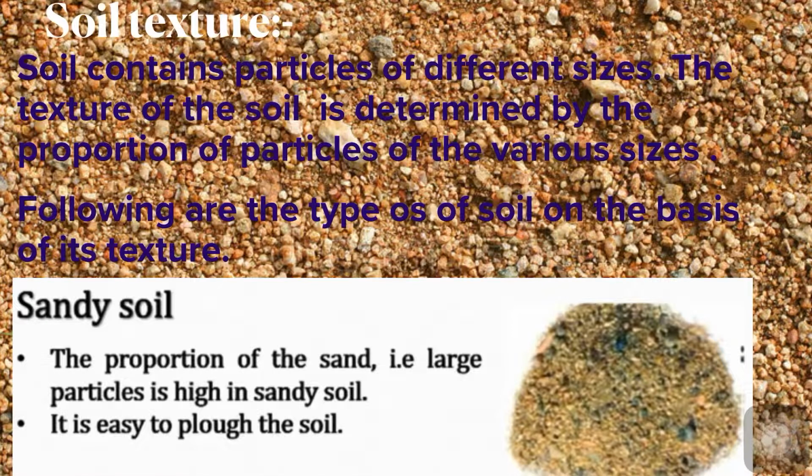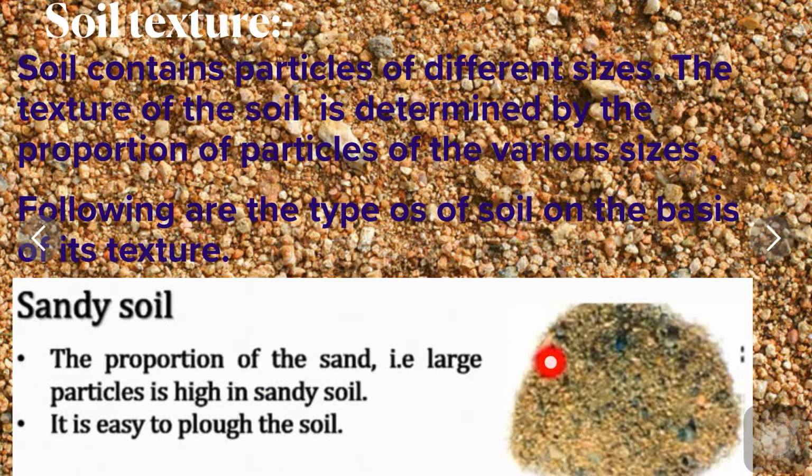Let us learn about soil texture. Soil contains particles of different sizes. The texture of the soil is determined by the proportion of particles of the various sizes in it. Following are the types of soil on the basis of its texture. The first one is sandy soil. The proportion of sand, that is large particles, is high in sandy soil.